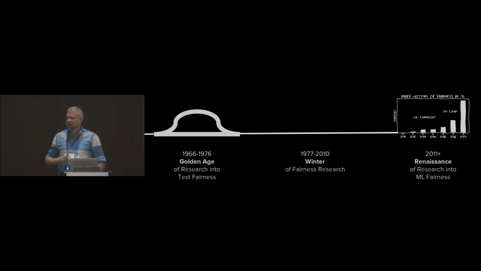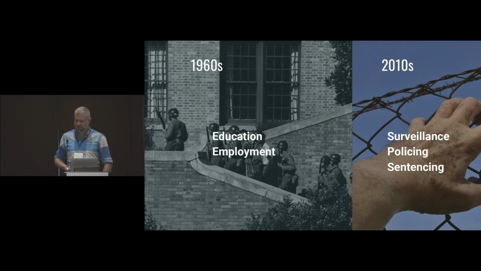So as I looked into the origins of these quantitative definitions of fairness, I started to think of this golden age of the 1960s and 70s, and then the 2010s as this renaissance or rediscovery of these quantitative definitions. And with tongue very firmly in cheek, we might think of the period in between as a winter of fairness research. There are, of course, differences between the fields.